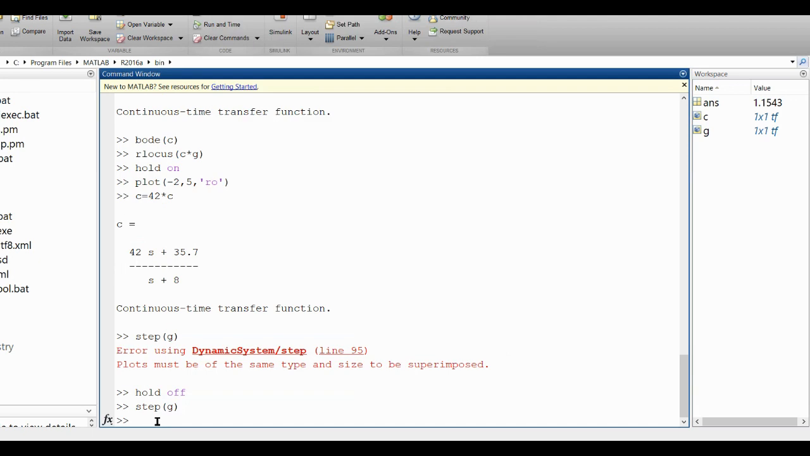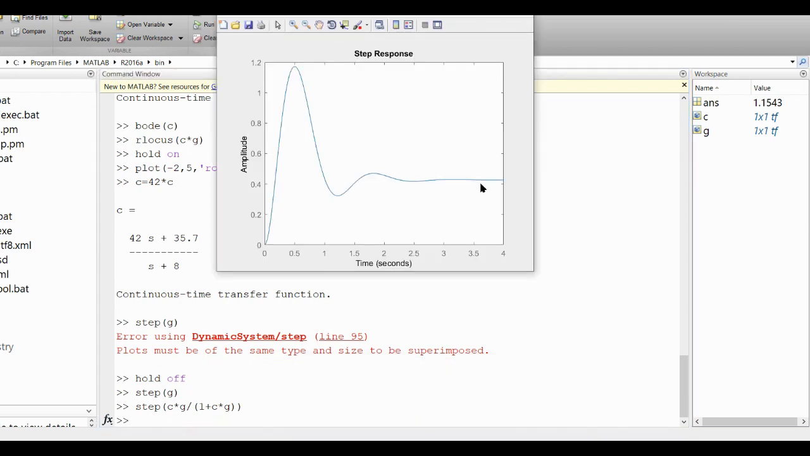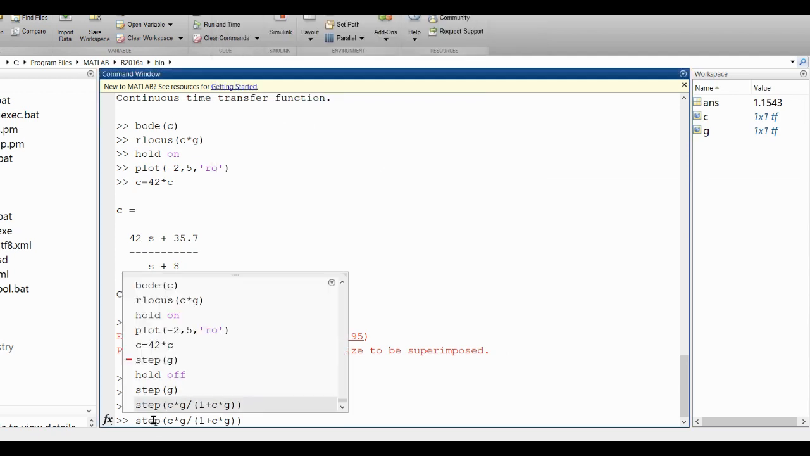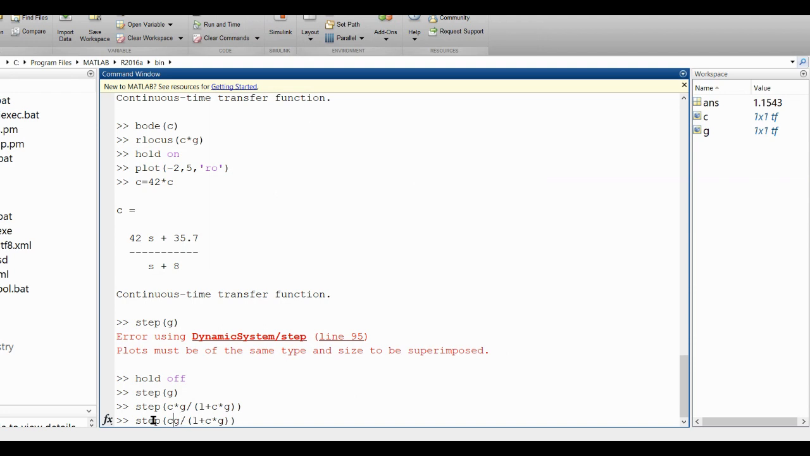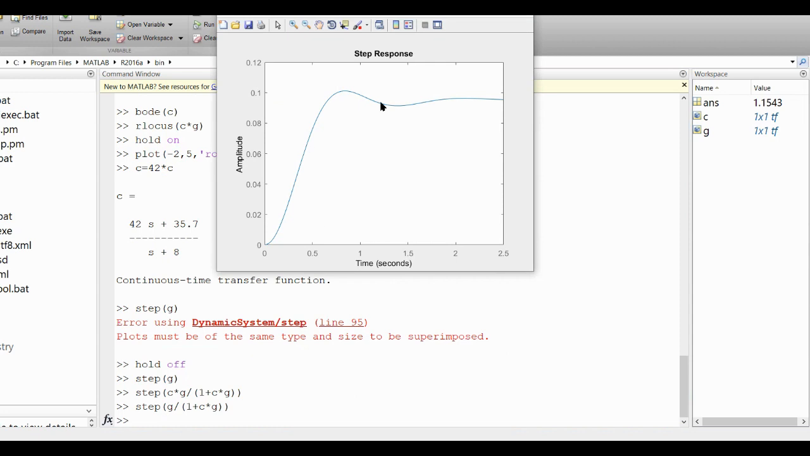But if we look at the step response of C times G by 1 plus C times G, you see it settles down quickly. If we put the compensator only in the feedback loop, the root locus stays the same, the transient response changes, and now it's actually a better behaved one. It saturates at about 0.95 or something. That's okay.